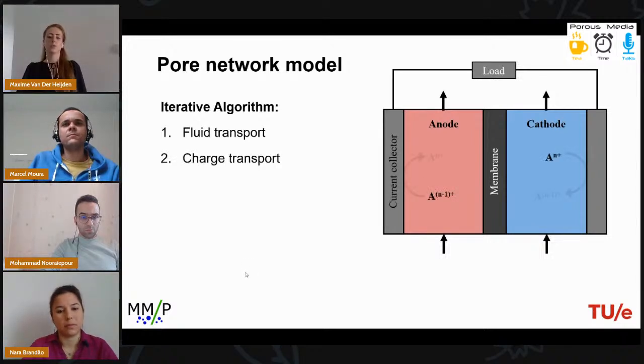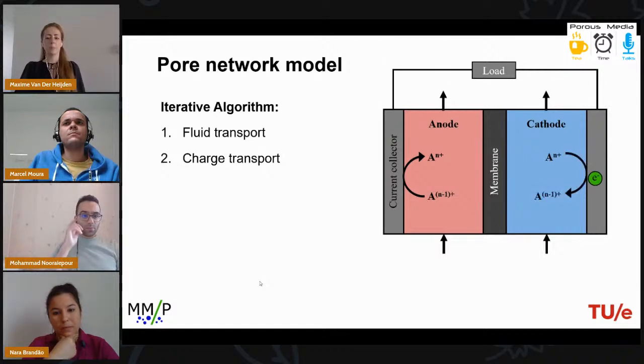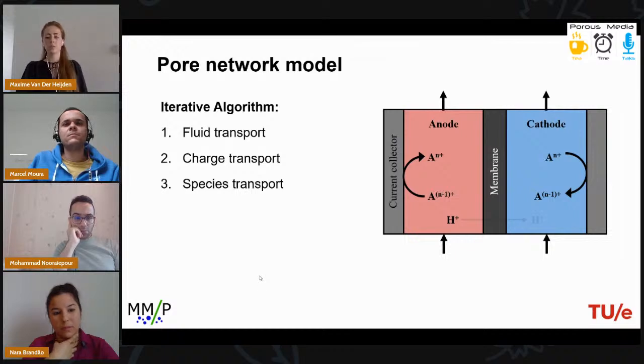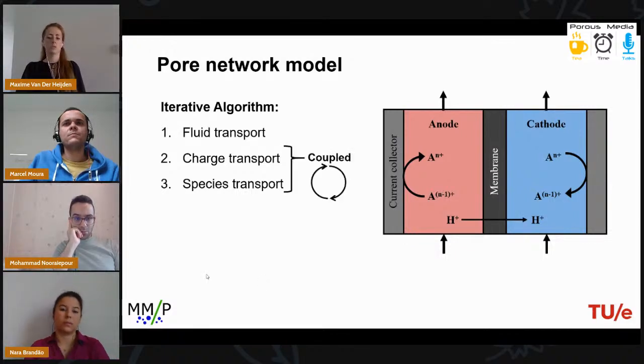The experiments were performed for symmetric batteries because you will not see the effect of, for example, electrolyte crossover through the membrane. This results in the same but reversed reactions occurring in the half cells. And finally, the species transport, which is strongly coupled to the charge transport.